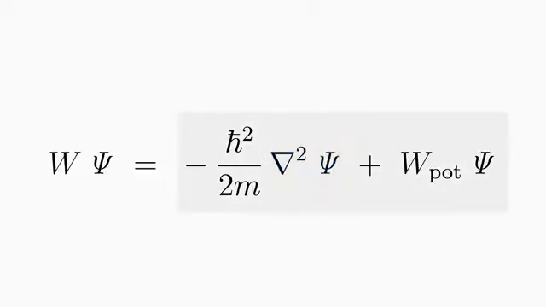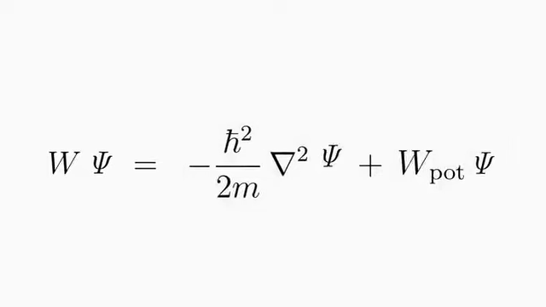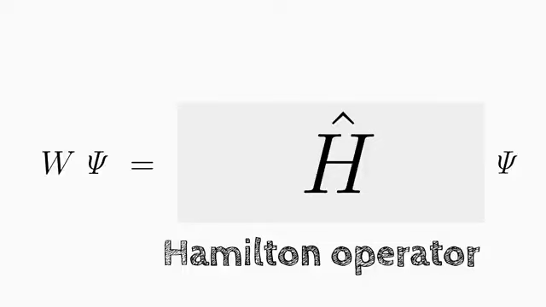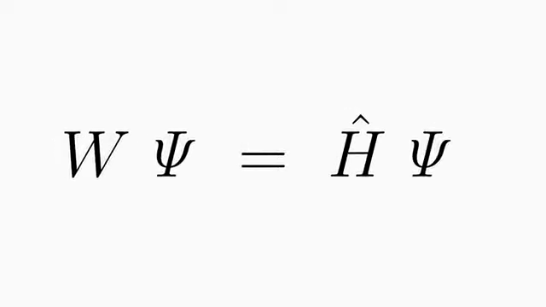Do you see another possible operator on the right-hand side? Bracket the wave function. The operator in the brackets on the right-hand side is called Hamilton operator H, or just Hamiltonian. You can use it to write the Schrodinger equation very compactly.